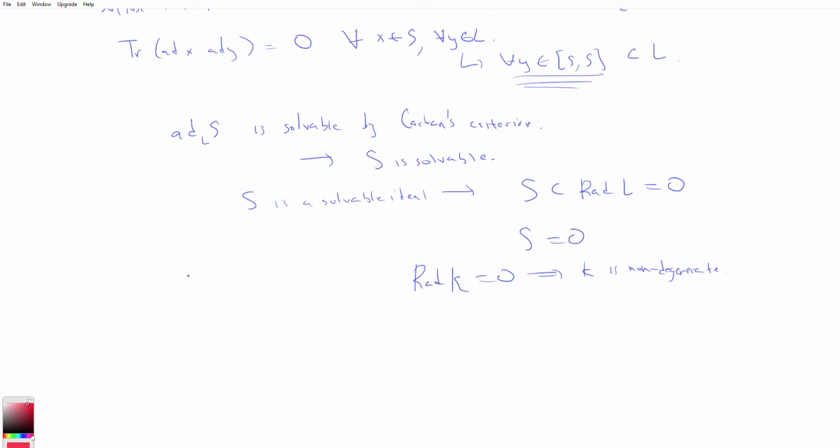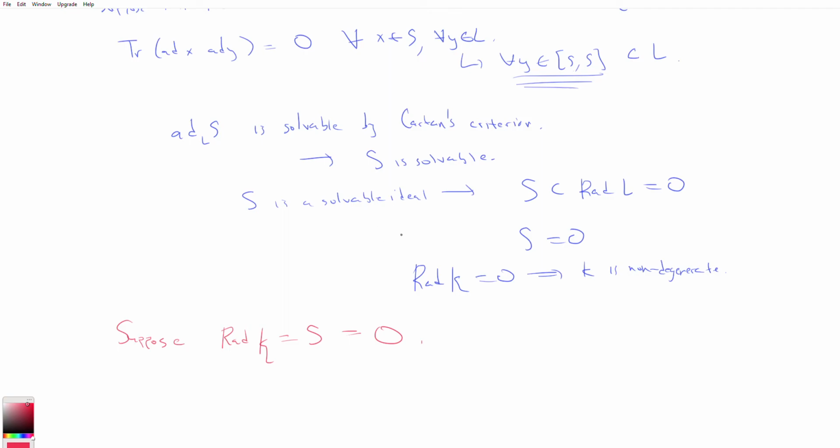So now, suppose rad kappa, our radical of the killing form, is equal to 0. So this is not the radical of L. I'll explicitly state that over and over again because it's easy to confuse the two. So we want to show that L is semi-simple.